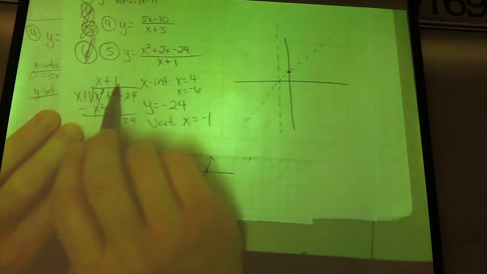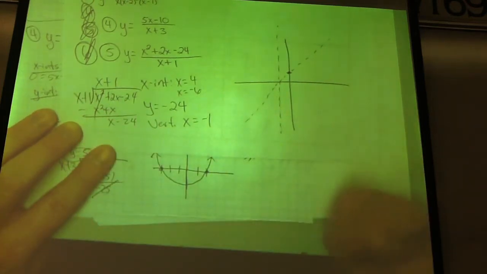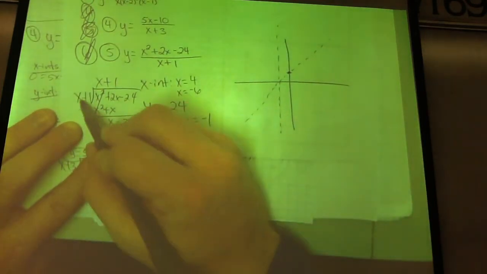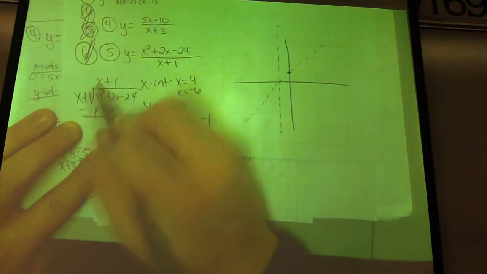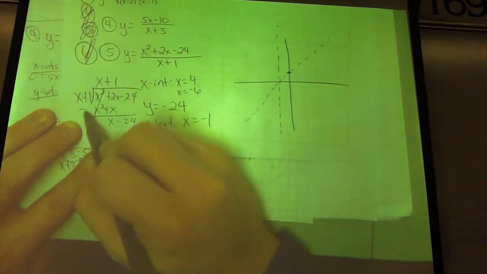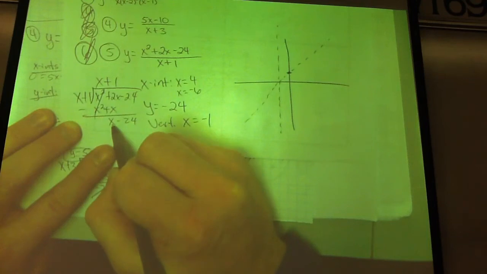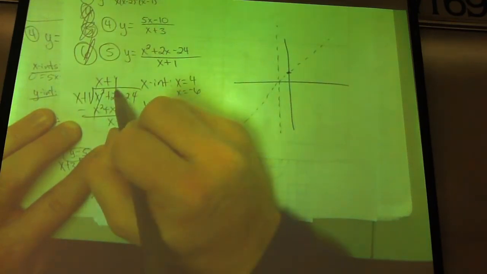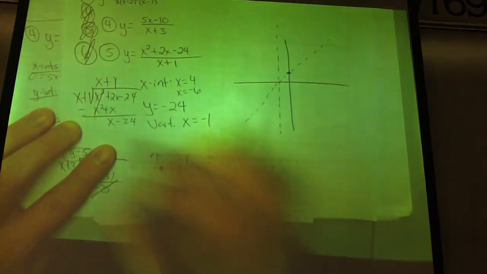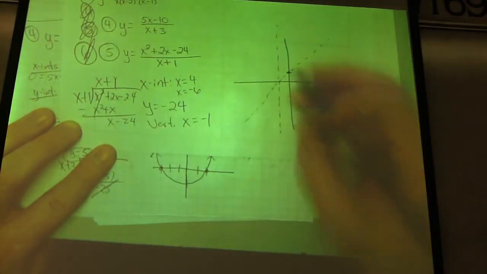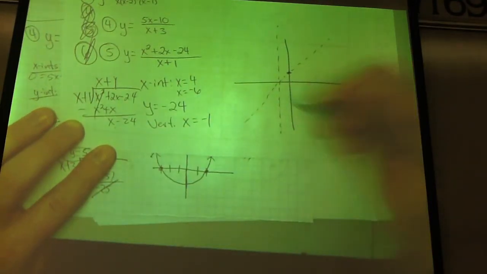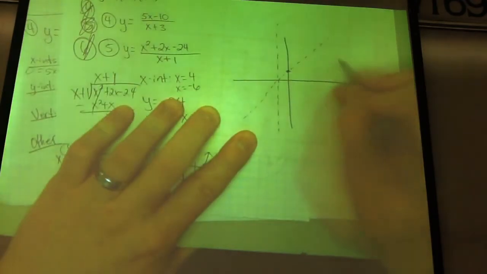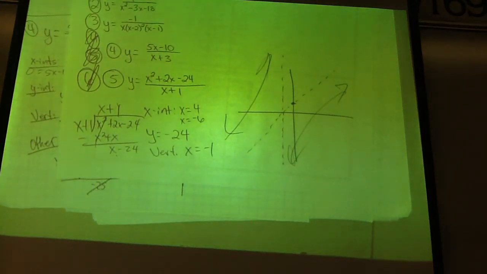Did you do long division? Yeah, I did. X times x plus 1 is x squared plus x. Subtract: 2x minus x is x. X goes into x one time. The rest I don't care about because it's remainder. So it should look like that, and then something like that. That's what you should get. I know how to do it. Okay. Points.